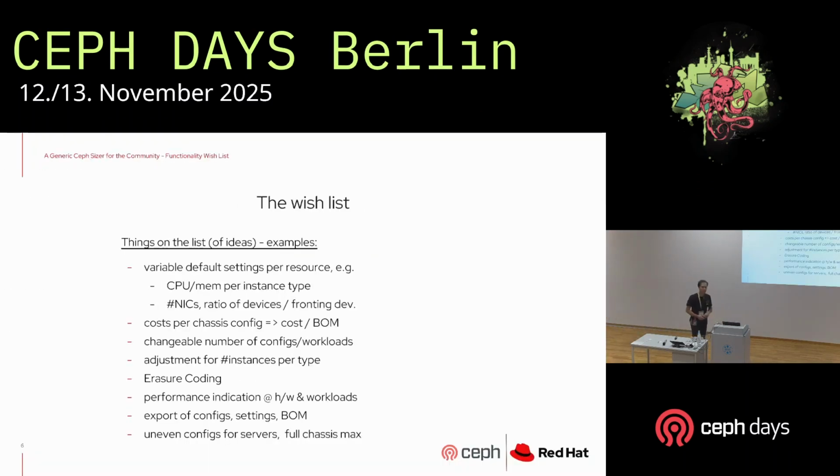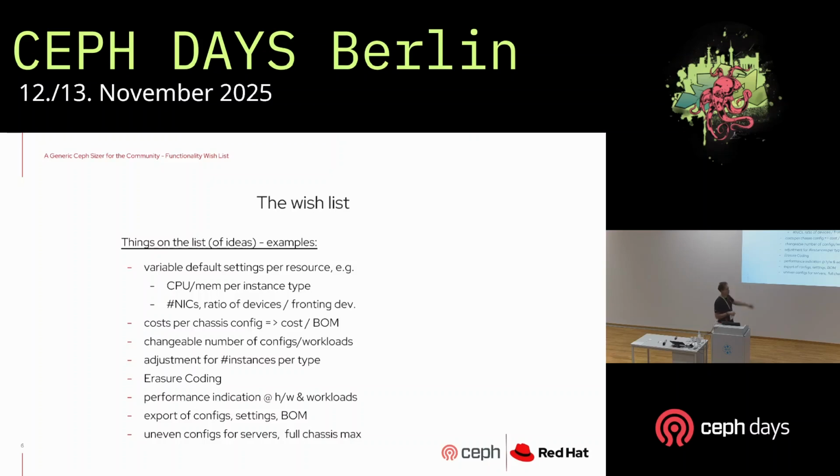The wish list. So the ideas. First of all, the things were just variable settings for all the resources. CPU memory might not be the same for everyone that wants to create a cluster configuration. Number of NICs, ratio devices. These are known things that are dimensions, but also just adding costs per chassis or hardware things.